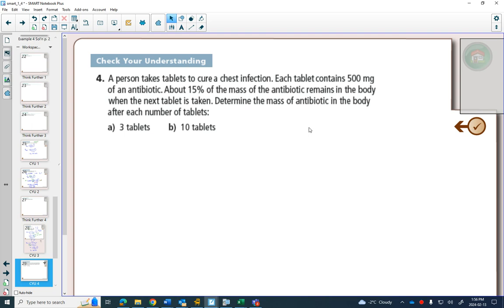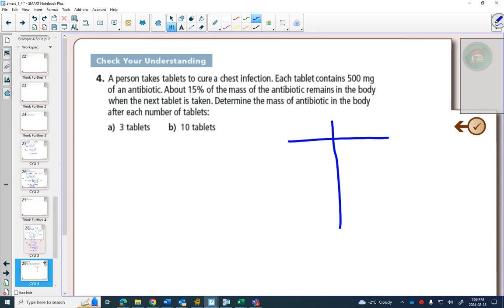So in this example, what's happening is that a tablet contains 500 milligrams of an antibiotic. And about 15% of the antibiotic remains in the body when the next tablet is taken. Determine the mass of the antibiotic in the body after each number of tablets. So we're going to start by looking at a table.